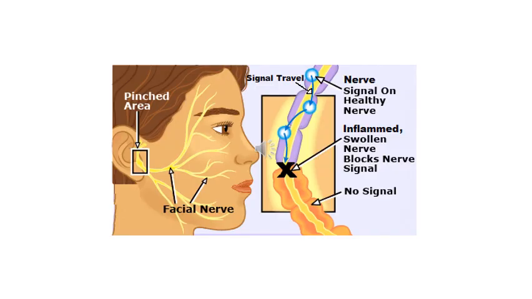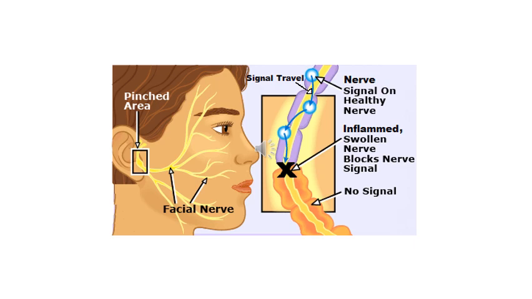This is a simple diagram which shows the degree of nerve injury. There's a pinched area. It can be neuropraxia, mild compression, or it can be axonotmesis, or it can be neurotmesis that occurred in that area. And depending on the degree of nerve injury, the symptoms are also seen.